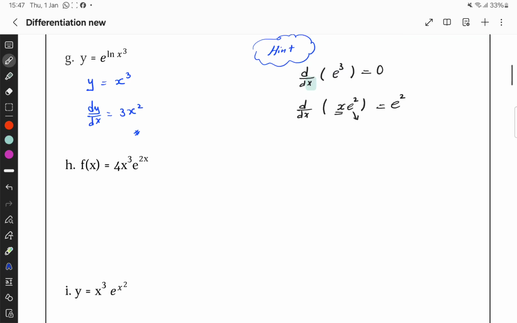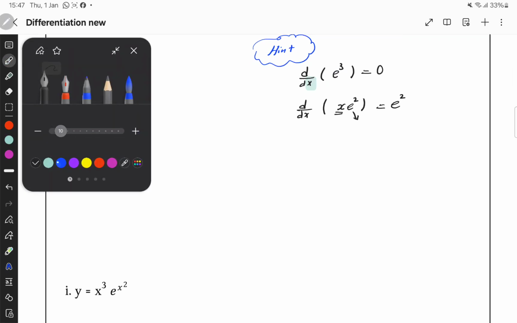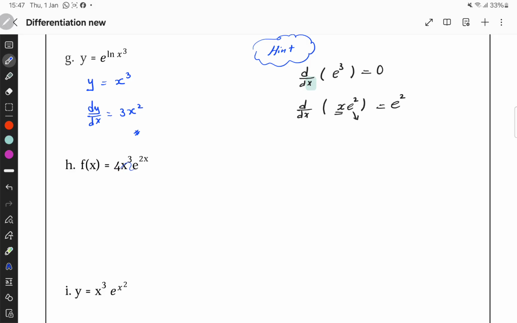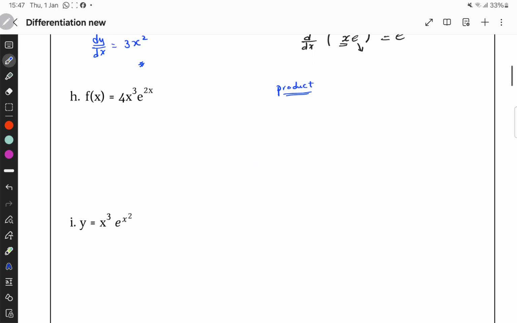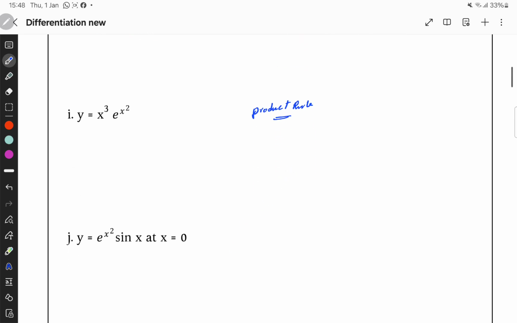Now we are going to the next question. In the next one, we have the function equal to 4x cubed times e to the power 2x. So to differentiate that, f of x equals 4x cubed times e to the power 2x. It's the product rule. Test yourself. It's the product rule: multiplication of two different functions in terms of x. Test yourself. Next one.